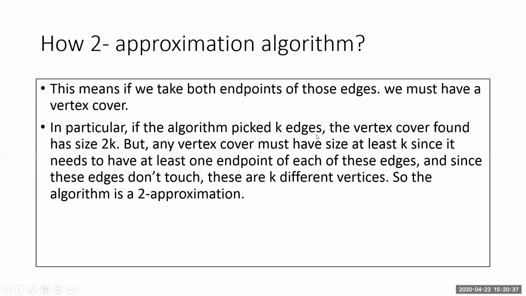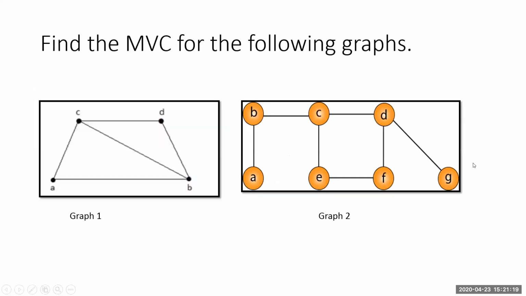If I have picked only 3 edges, every edge will definitely have 2 vertices, so the answer will have 6 vertices. But any vertex cover must have a size of at least K. Some of the edges might share vertices, so the cover will be less than or equal to 2K, but it should have at least K, since it needs at least one endpoint of each of these edges. Since these edges don't touch, these are all K different vertices. So the algorithm gives a 2 approximation.